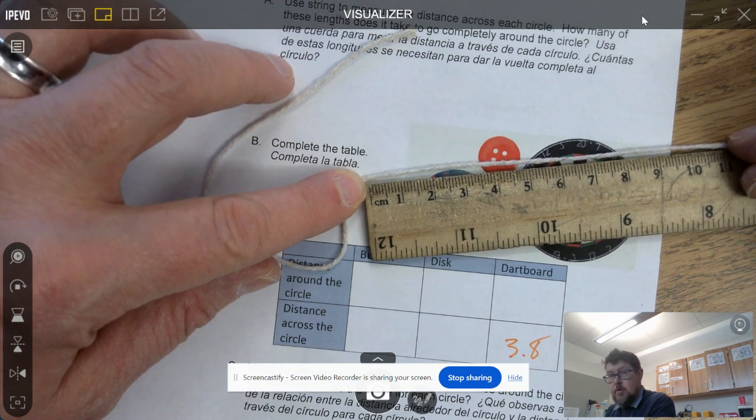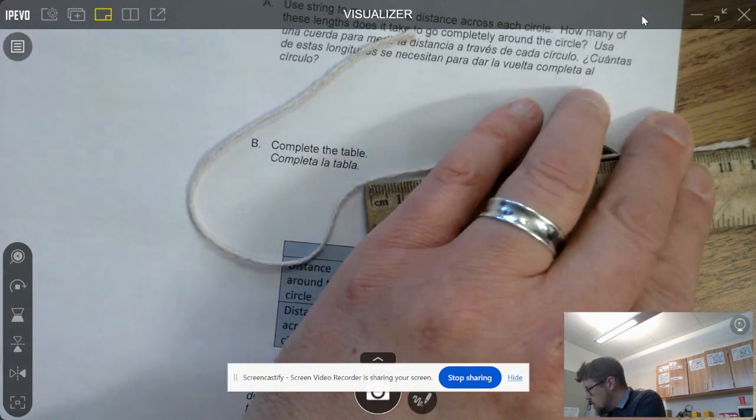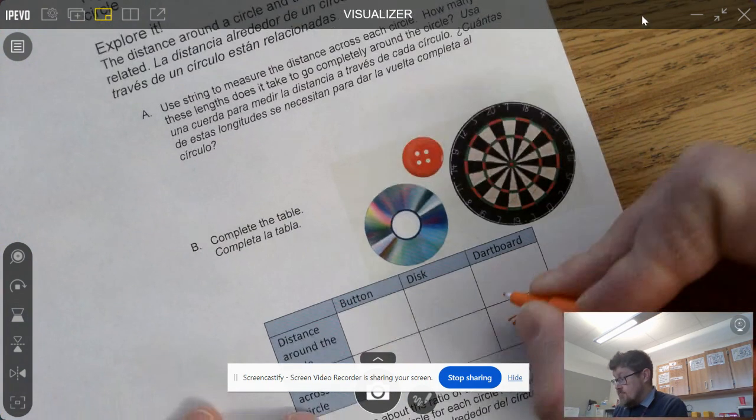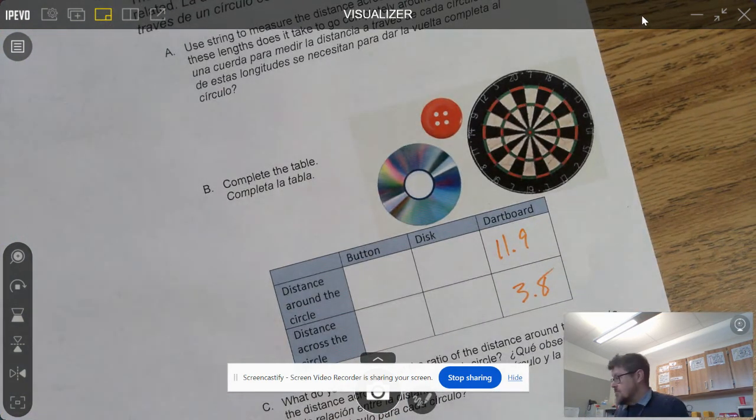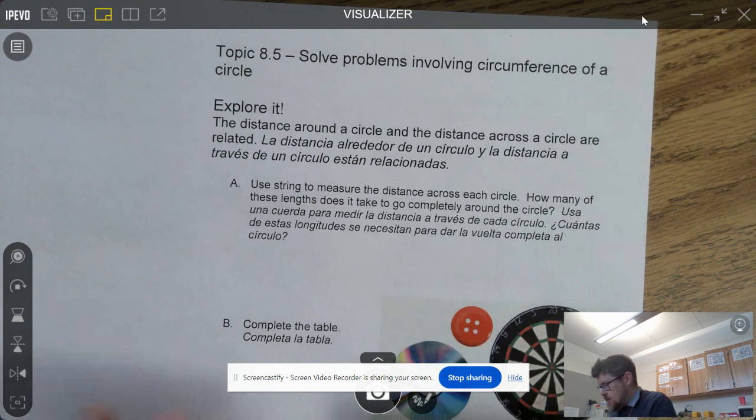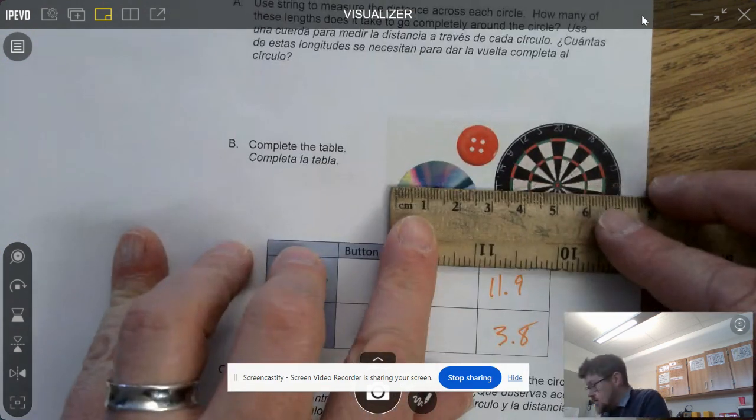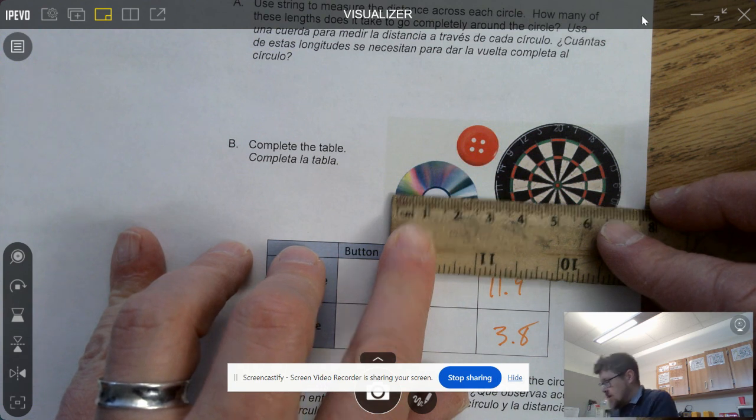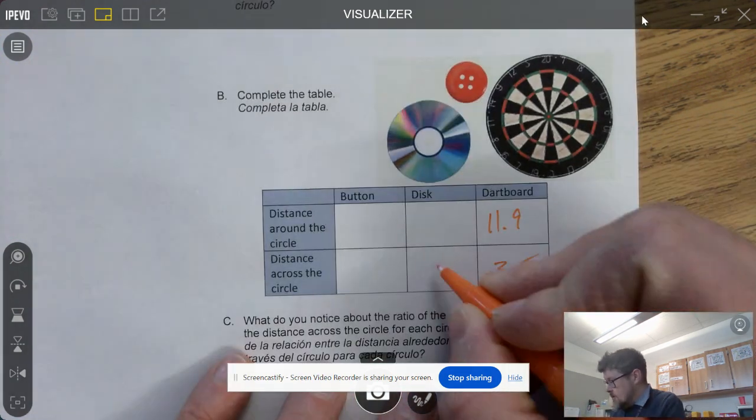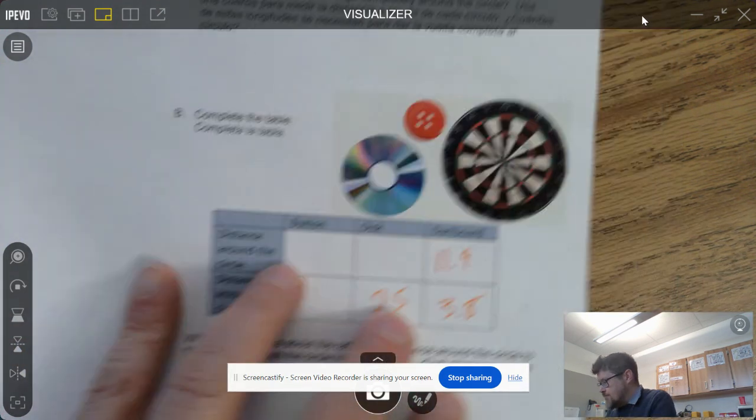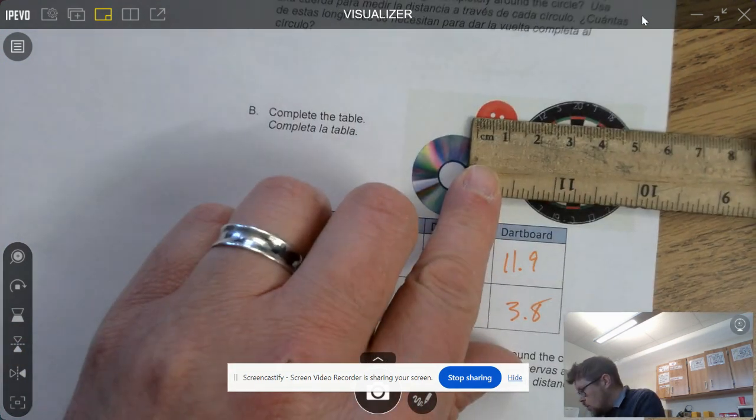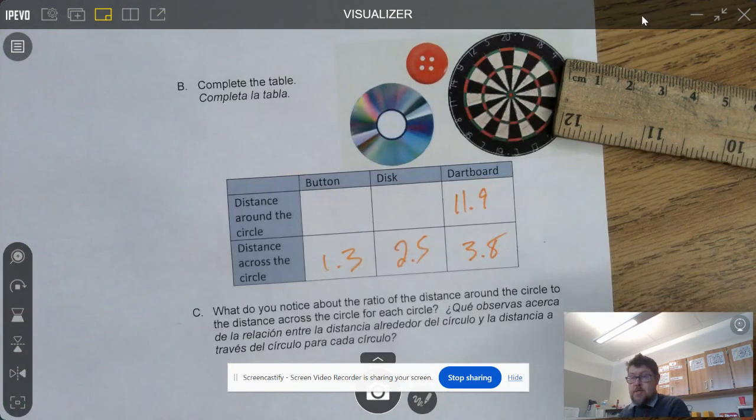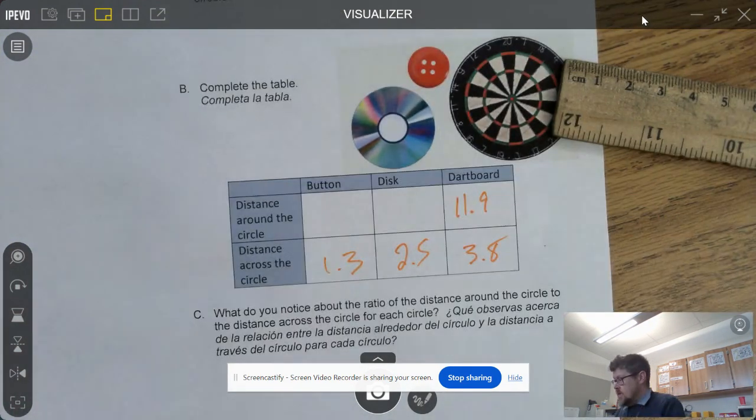That gets me to about 11.9 or so. Okay. And again, this is a rough estimate, just because it's a string that you're measuring with, which is not the best way to measure these types of things. And these aren't the real sizes for these things. It's about 2.5 centimeters for the distance across the circle for the disk. And let's just do the button as well. We get about 1.3 distance across the circle.